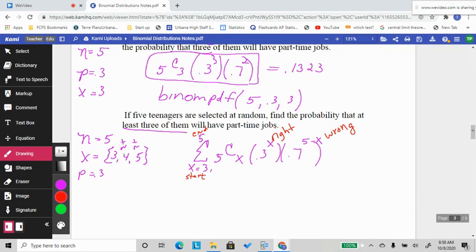Okay, so start and end. This is your x. This is how many you want. This is going to be your right, and this is going to be wrong.